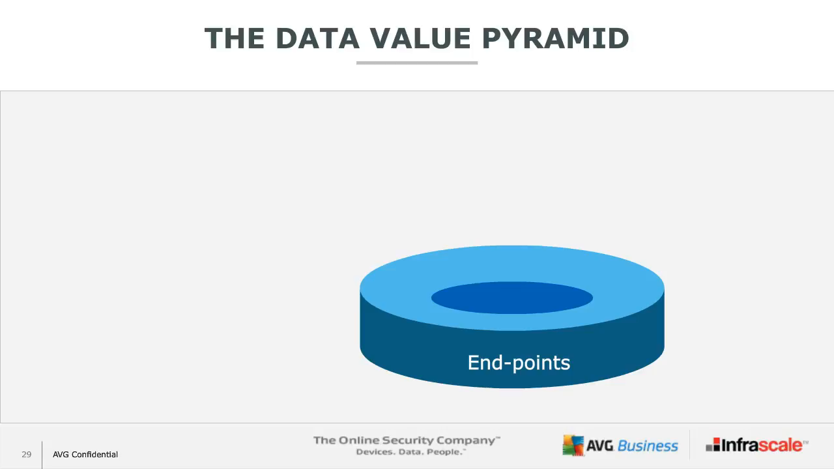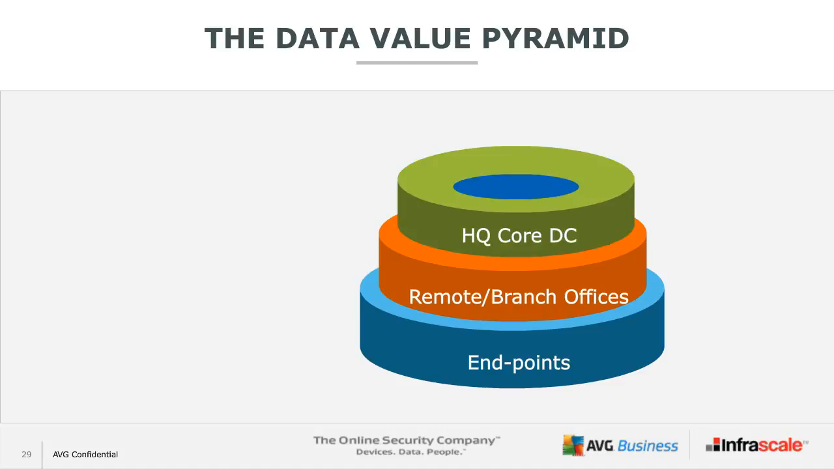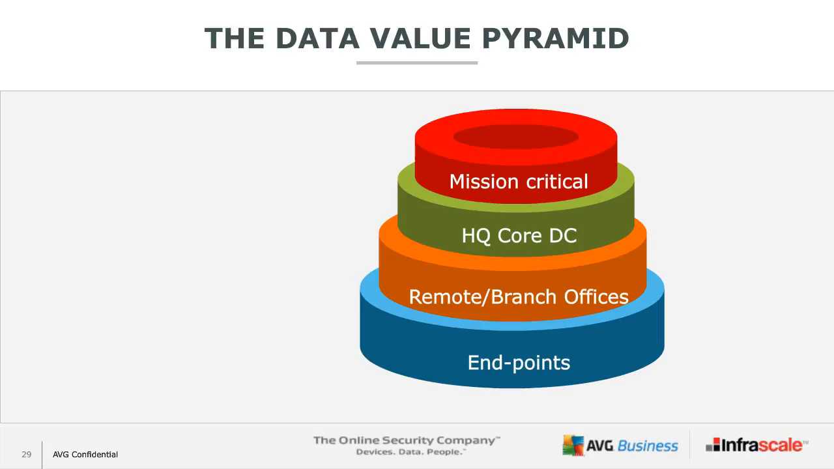Then you've got your remote office and branch office infrastructure. This is going to be the server inside each of those doctors' offices, could be an SBS server, for example. Then you have your core DC. This is going to be at the hospital, usually in the basement. And then within that, you have your mission-critical workloads, like your Epic, your ERP system, the stuff that really can't go down.